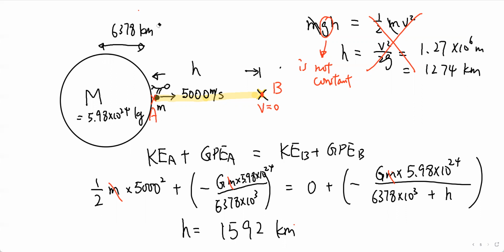And then let's take a look how fast I should throw the ball such that it can escape from the Earth. So when I say escape from the Earth, it means it never comes back. In this case, at the point B, it will momentarily be at rest, and then it will be attracted by the Earth, and it will go back to Earth.